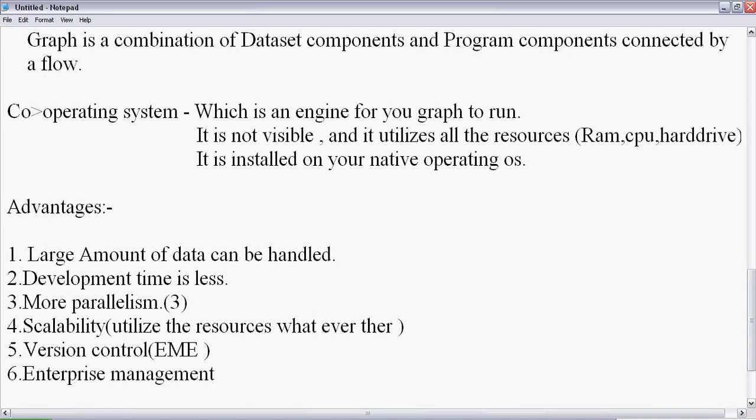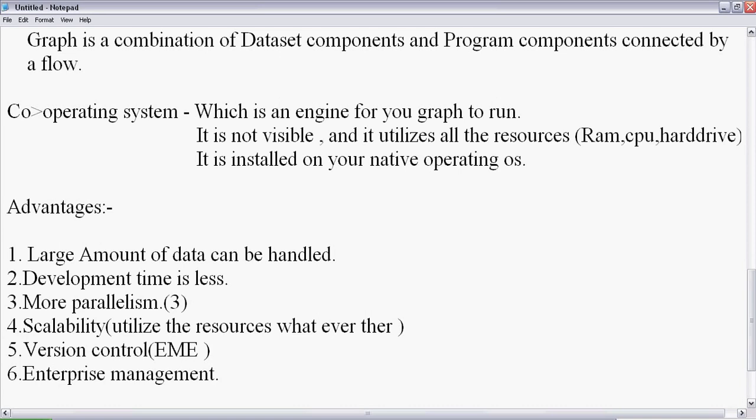It also provides enterprise management. Enterprise management means wherever all the resources for storing your projects and all the related objects of your graph are stored, everything is stored in a particular Enterprise Metadata Environment.